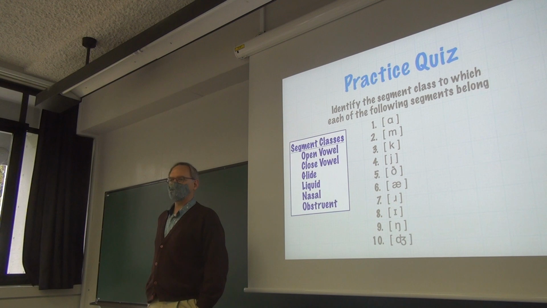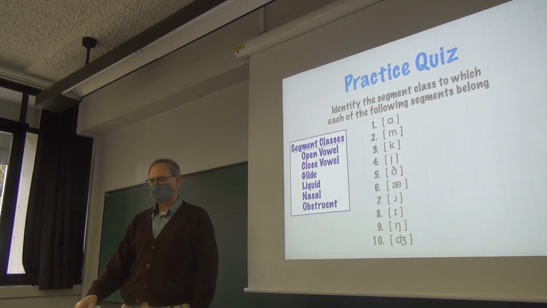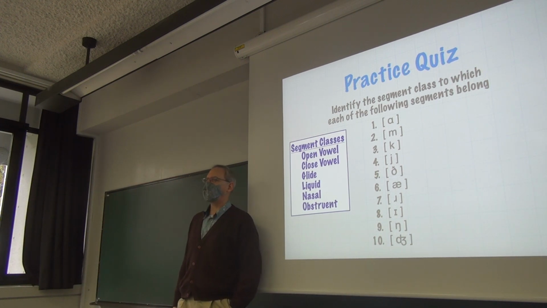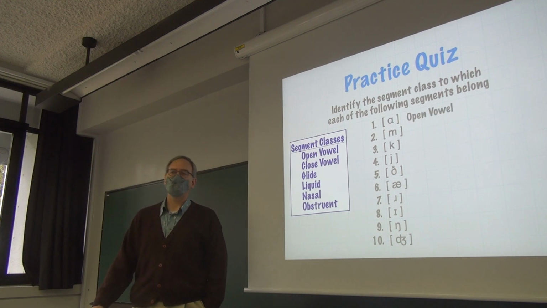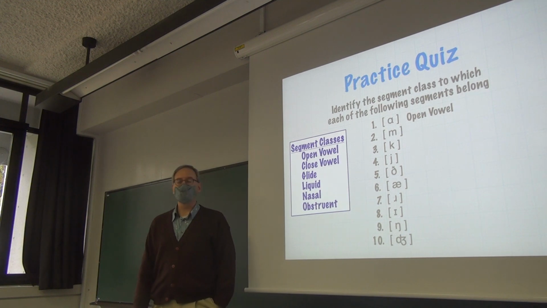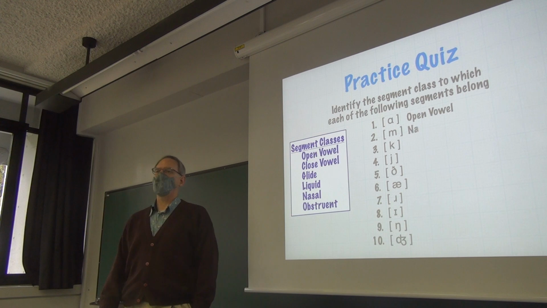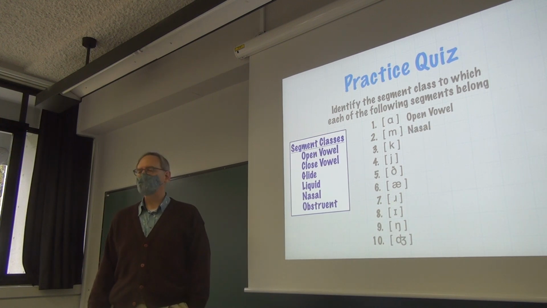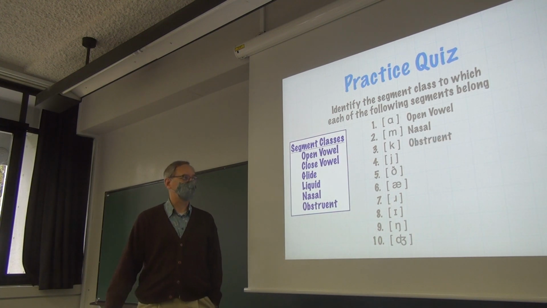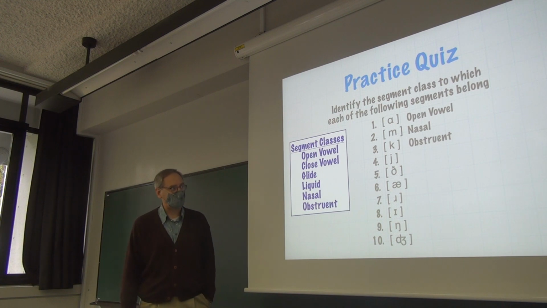So by the end of this course, you should be able to identify the segment class that each segment belongs to. The first one is an open vowel. The tongue is low and it's a vowel sound. Whereas number 2, to create the sound, the air is passing through my nose, so it's a nasal. Number 3, I'm stopping the airflow, so it's an obstruent. I completely obstruct the airflow at the back of the mouth.